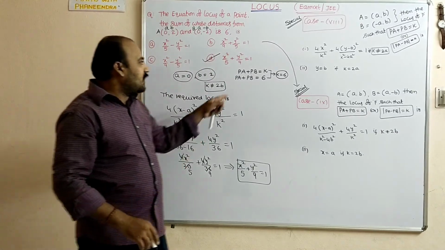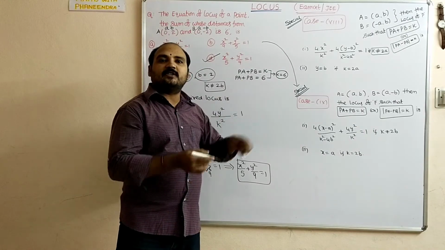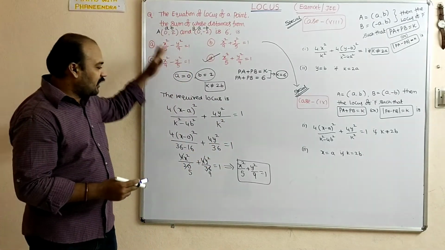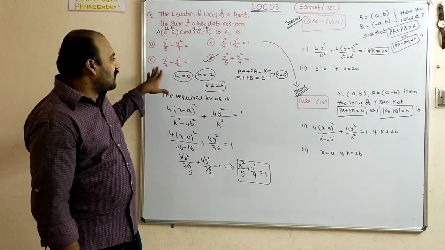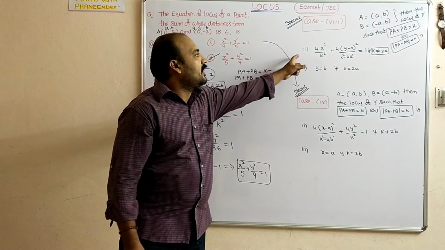If you want to go generally, PA plus PB equal to 6, we can take PA equal to 6 minus PB and square both sides, like this we can do. But based on that general procedure it will take much more time. So you have to remember this shortcut formula and get the answers. We will move to the next one, and we will give an example for this.